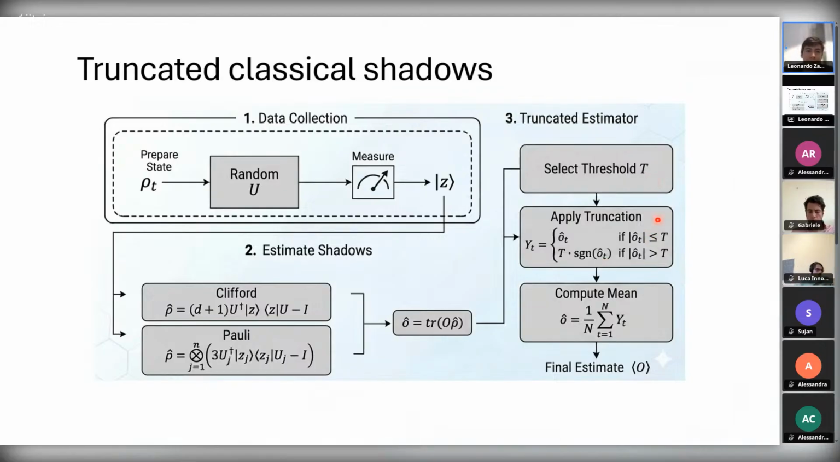And then for every single shot estimate, we check its value. If the value is within the threshold, we keep it. But if it's larger, we truncate it exactly at t. So we are just mapping the noisy estimates to a bounded range, minus t to t. And this is something that kills the outliers, right? If you have an outlier, we just truncate it to the value of t. And then we take the average of these truncated values. And this is the estimator for the expectation value of an observable.